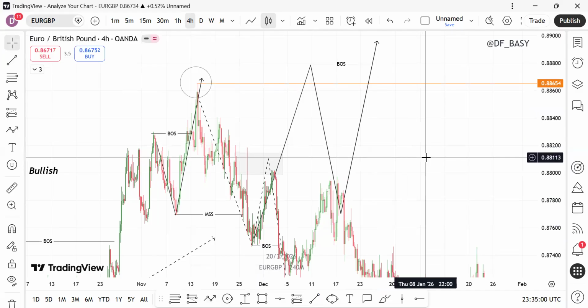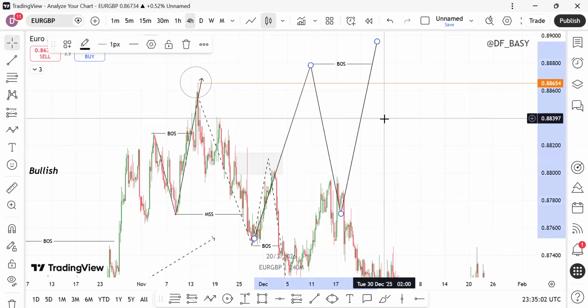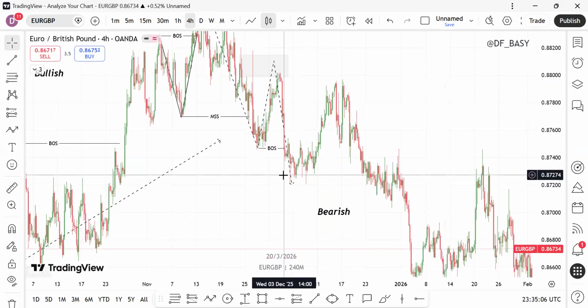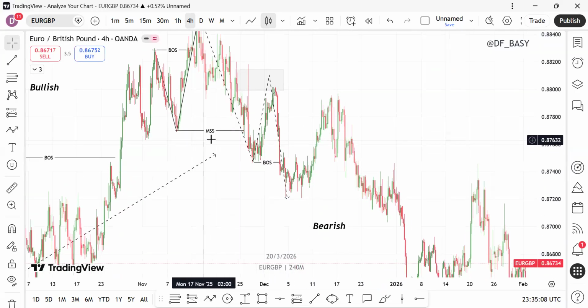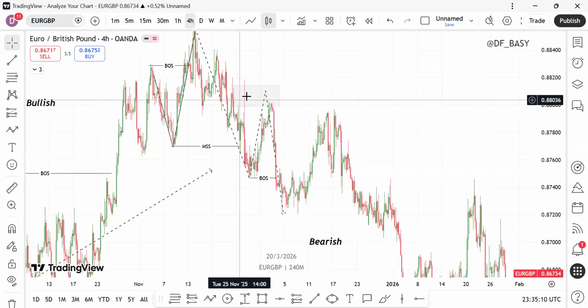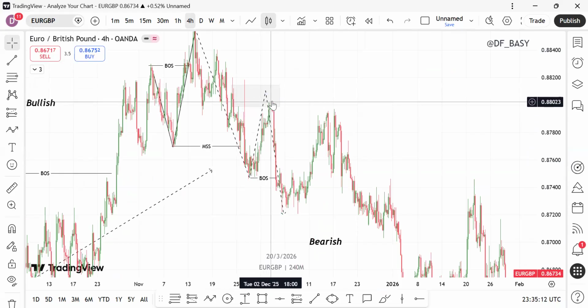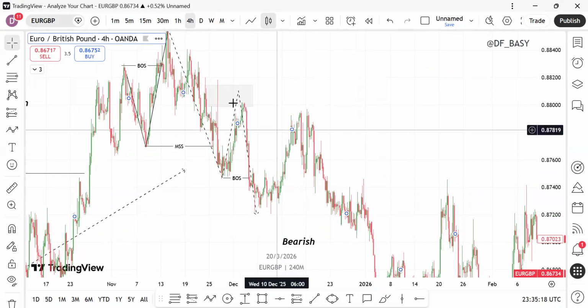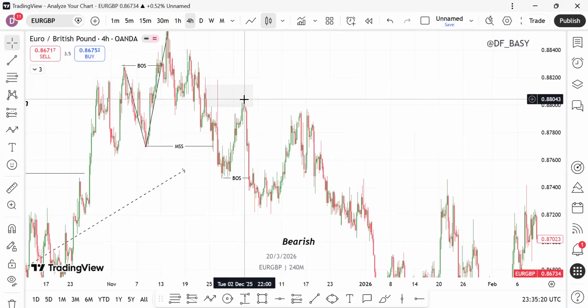But since this didn't happen, what instead happened is you have a market structure shift, or your change of character, and the market came back, respected an order block here, a sell order block, and sold, or broke structure again to the downside. So now, with your common sense, what would you be looking for? You'll be looking for sales now.